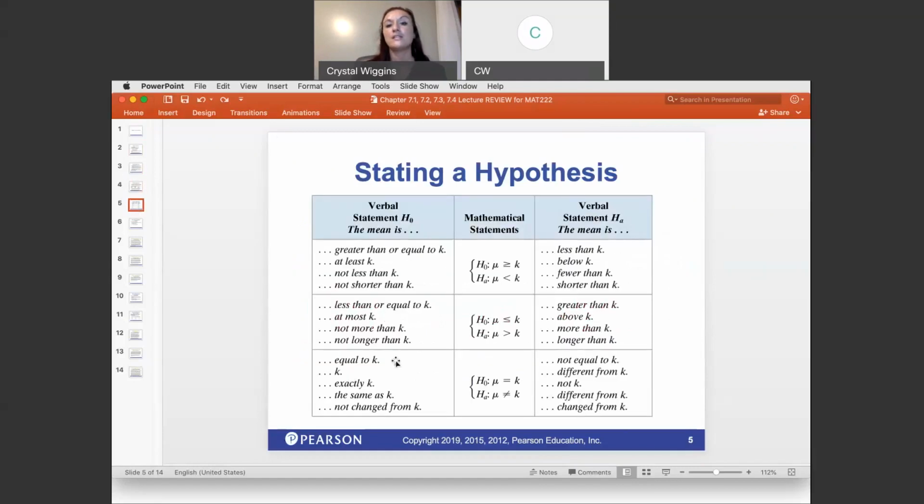Here are some English translations to help you if you struggle with translating inequalities. Greater than or equal to is literally a greater than or equal to sign. So notice that the null translation is on the left side and the alternative statement translation is on the right side. So less than, below, fewer than, shorter than, all talk about a less than sign.